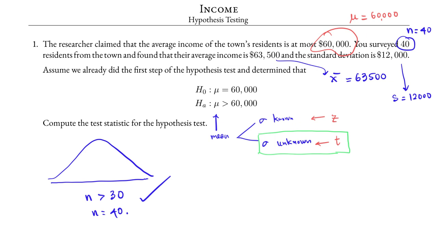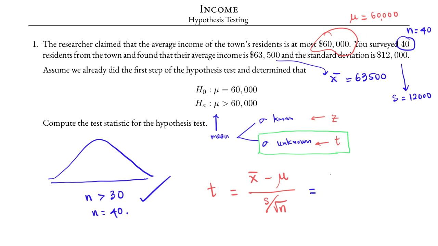Now that we figured out everything, we just need to compute the t-test statistic where t equals X bar minus mu over the standard error, which is S over the square root of n. There is no sigma here because sigma is unknown. And we have the numerical values for all of these notations.